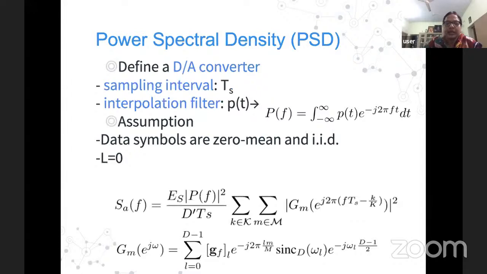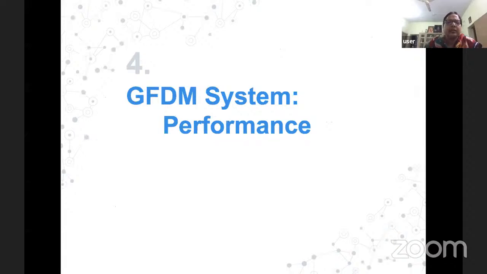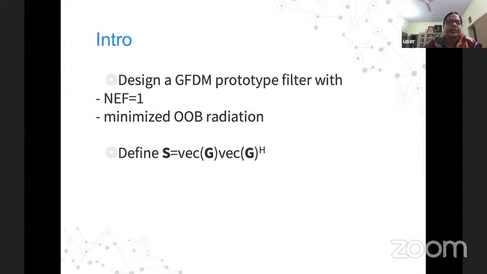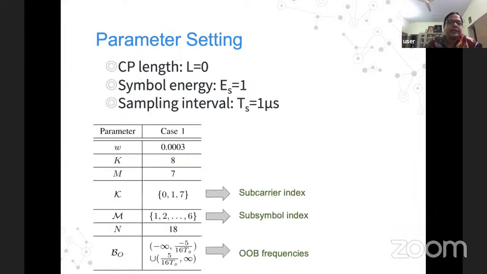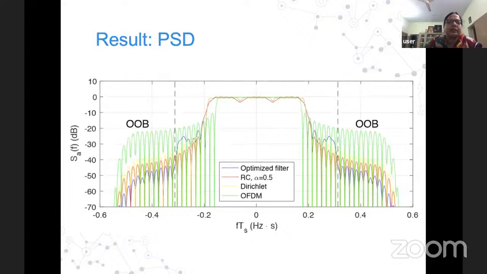So I just skip all these mathematics. The performance, filter optimization, and out-of-band, the filter with minimum parameter settings. I just skip the power spectral density. So if you look at the power spectral density of a GFDM model using different filter banks, one is the optimized filter, the root-raised cosine filter, and the Dirichlet filter, and your normal OFDM. The normal OFDM is the green color one.